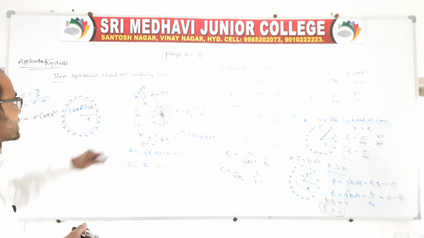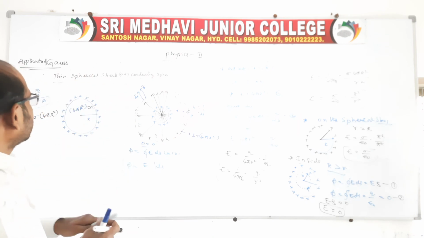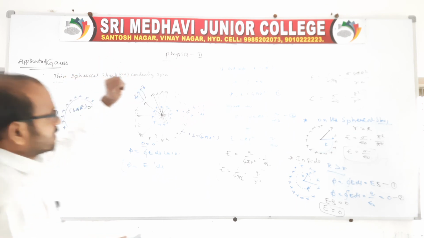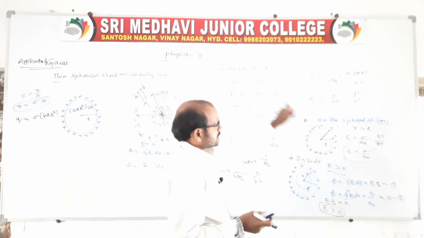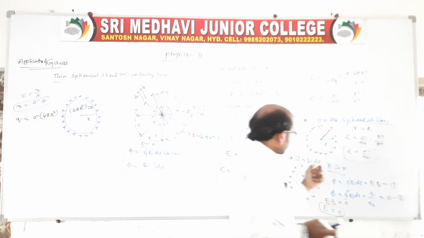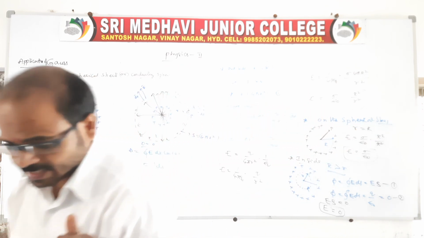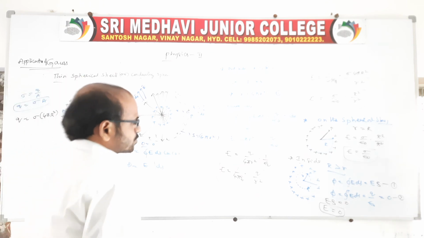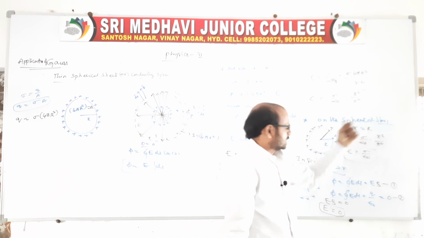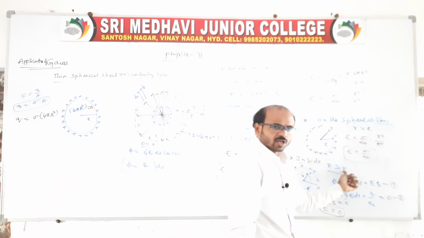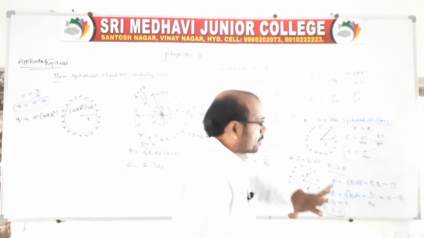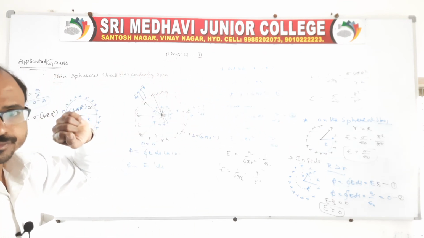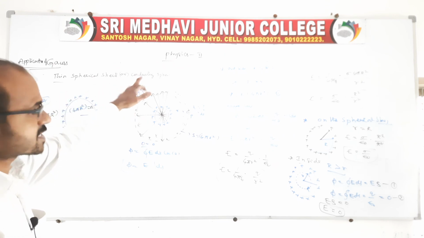So this is the derivation related to the thin spherical shell or conducting sphere. There are three cases. One case is outside the sphere, another is on the spherical shell, and one more is inside the spherical shell. The first case is small r greater than capital R, the second is small r equal to capital R, and the third is capital R greater than small r. This is about a spherical shell, which we can also call a conducting sphere.